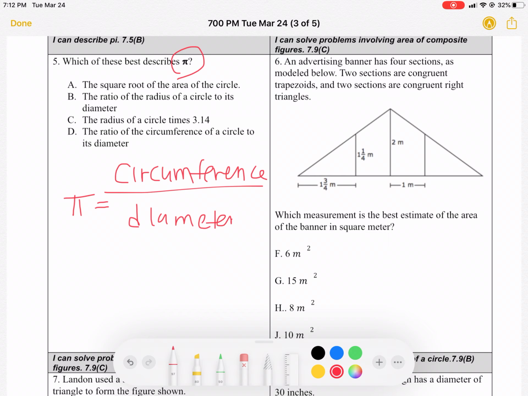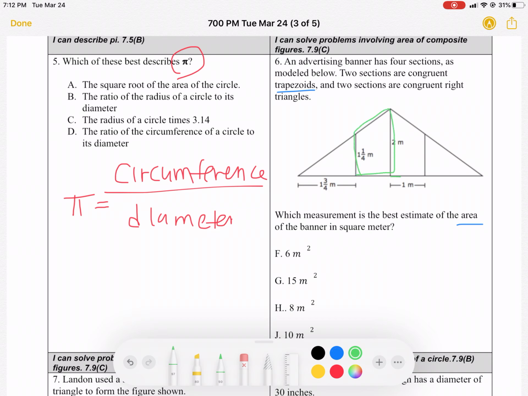Now number 6. This one was probably the most difficult one. It says an advertising banner has 4 sections as modeled below. 2 sections are congruent trapezoids and 2 sections are congruent right triangles. Which measurement is best estimate of the area of the banner in square meters? I need to find the area. Okay, it says it's got congruent trapezoids. I see 2 trapezoids here.